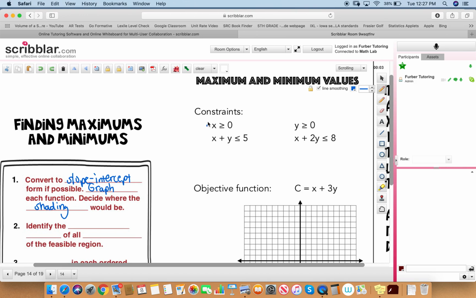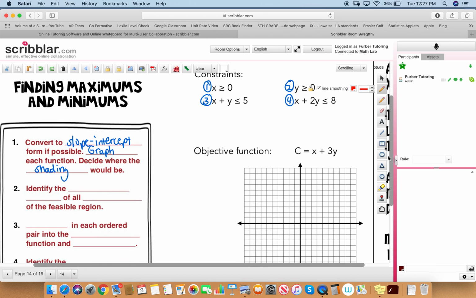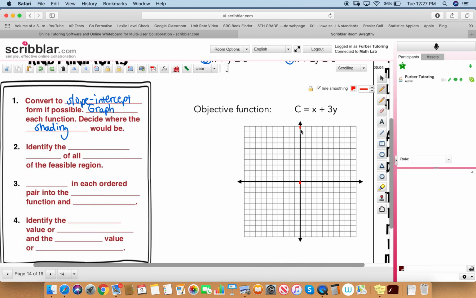So I'm going to call this number 1, number 2, number 3, number 4. The first 2 are really easy for us to graph because these are horizontal and vertical lines. One is a HOY and one is a VUX. You should see that this one has an X in it. X is in the word VUX, and VUX stands for a vertical line that passes through 0. Well, the vertical line that passes through 0 is the actual y-axis. So the y-axis is one of our constraints.